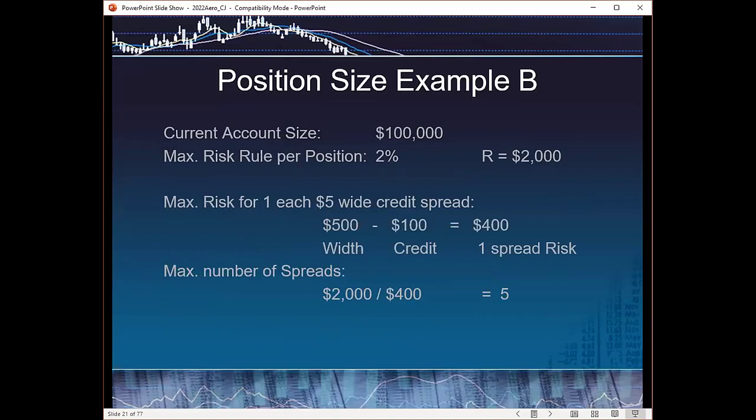Here's a second example, same idea, but this time we're going to use a spread. So let's say I'm doing a call credit spread where the width of the spread is $5 and the credit I'm taking in is $1. So I have $4 of risk, or one spread contract is $400. Divide the $400 into your $2,000 R value, and you can find that you can do no more than 5 contracts or 5 spreads. Again, the whole idea is to limit your risk exposure, worst case, to not lose any more than your R number that you identified.